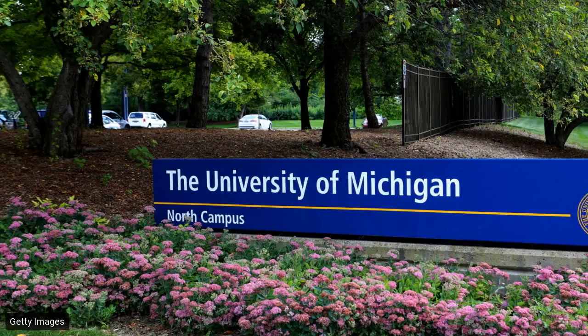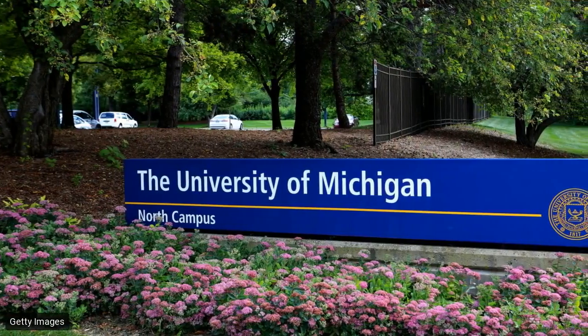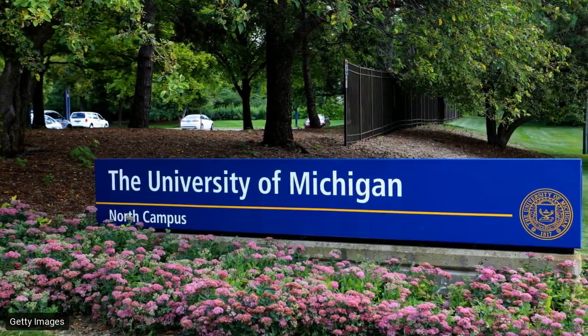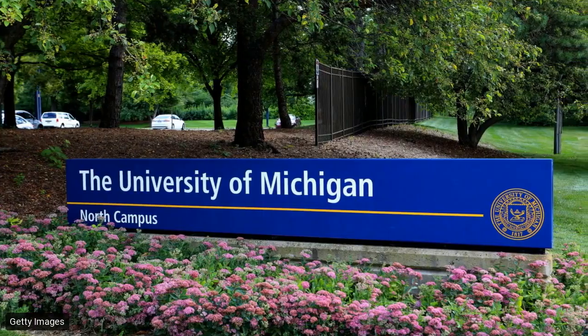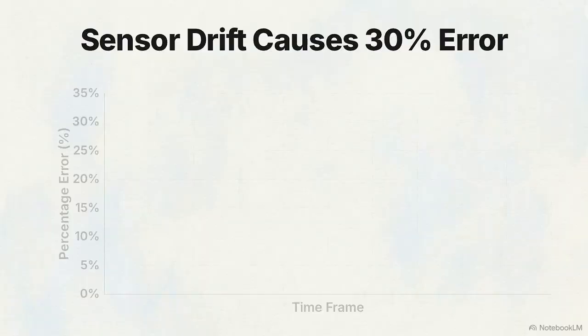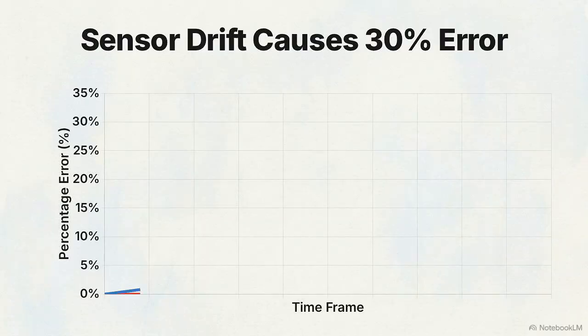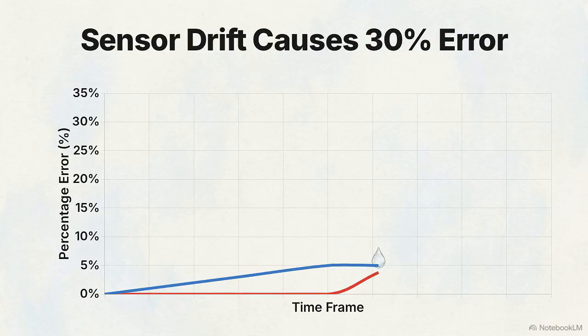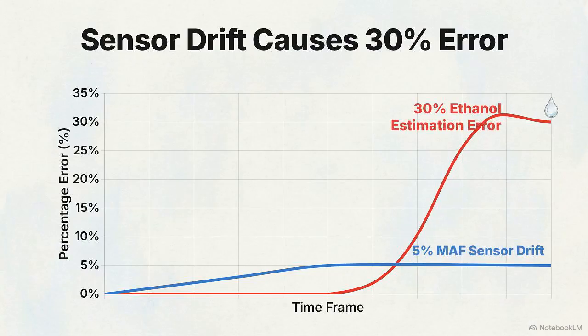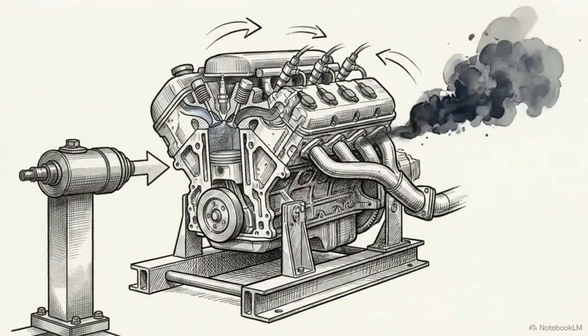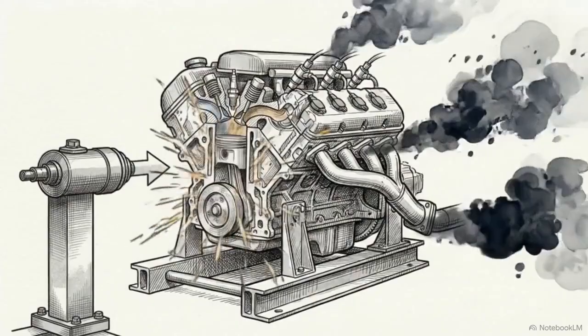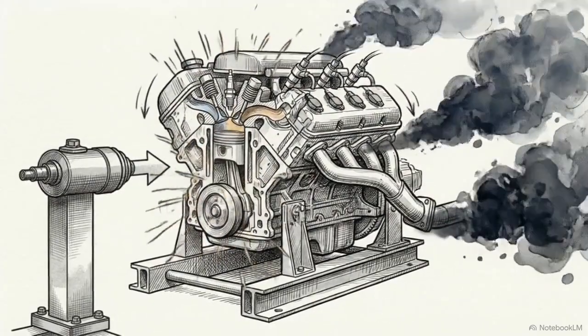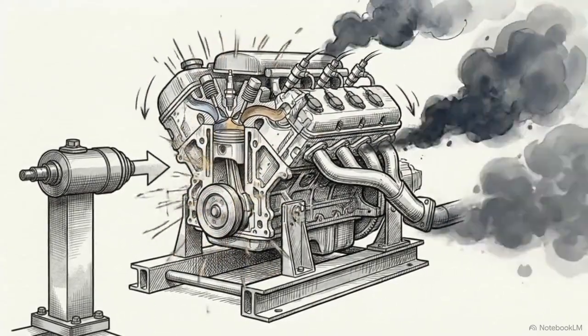A paper from researchers at the University of Michigan and Ford Motor Company analyzed the precise sensitivity of this specific control loop. This chart shows their findings. If the mass airflow sensor drifts by just 5%, the cascading math spikes the estimated ethanol calculation by 30%. A 30% miscalculation blinds the computer again. It issues incorrect commands, resulting in a poorly running engine.